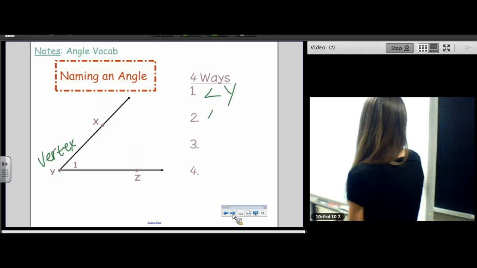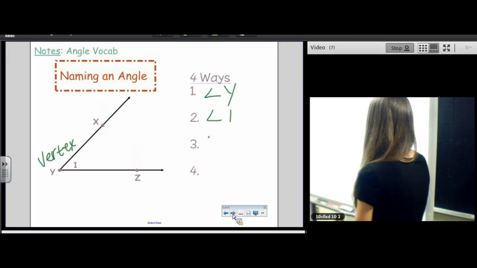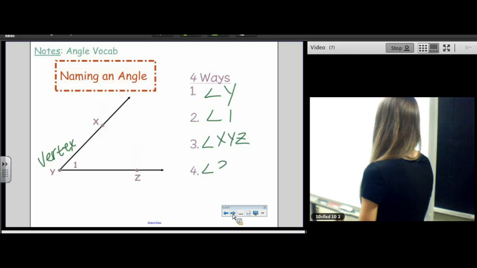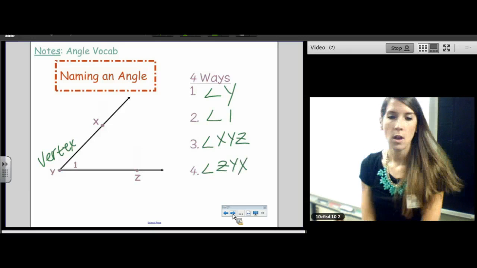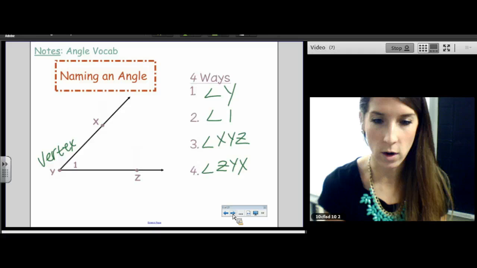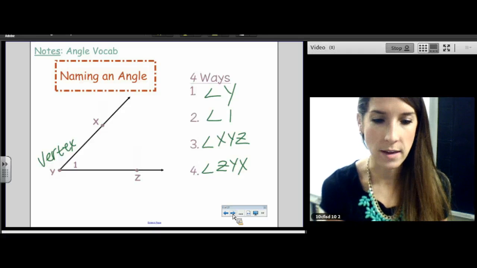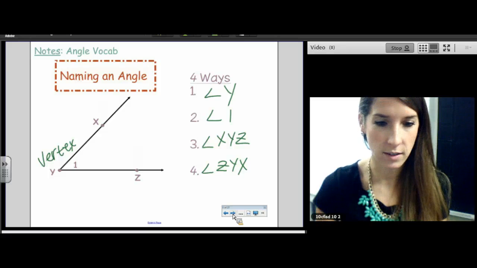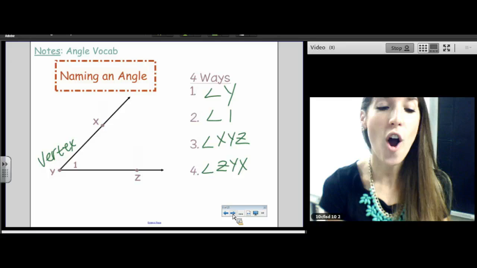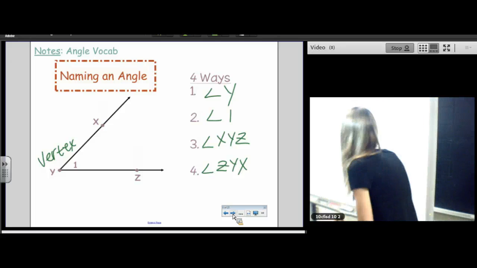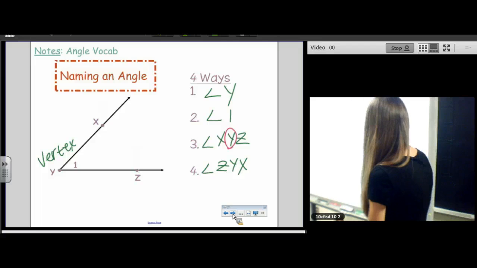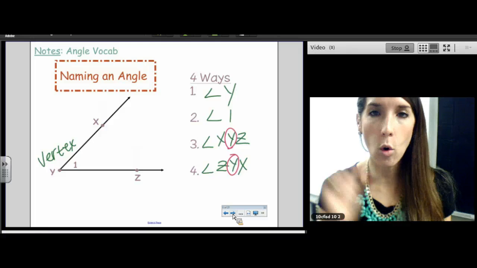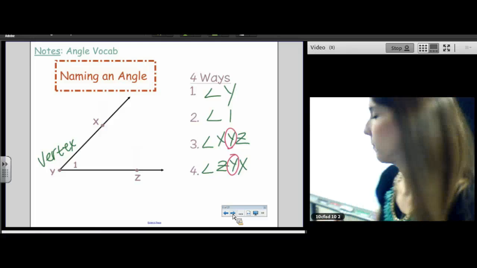We can also call this angle 1. We can call this angle XYZ. And we can call this angle ZYX. What do you notice about 3 and 4? What do those have in common? Vertice. Vertice is the plural of vertex. Okay. What do they have in common? Good, Chloe. The vertex is in the middle. So when you name an angle with 3 letters, just make sure the vertex is always in the middle. You're going to go in order. The vertex is in the middle. Okay.